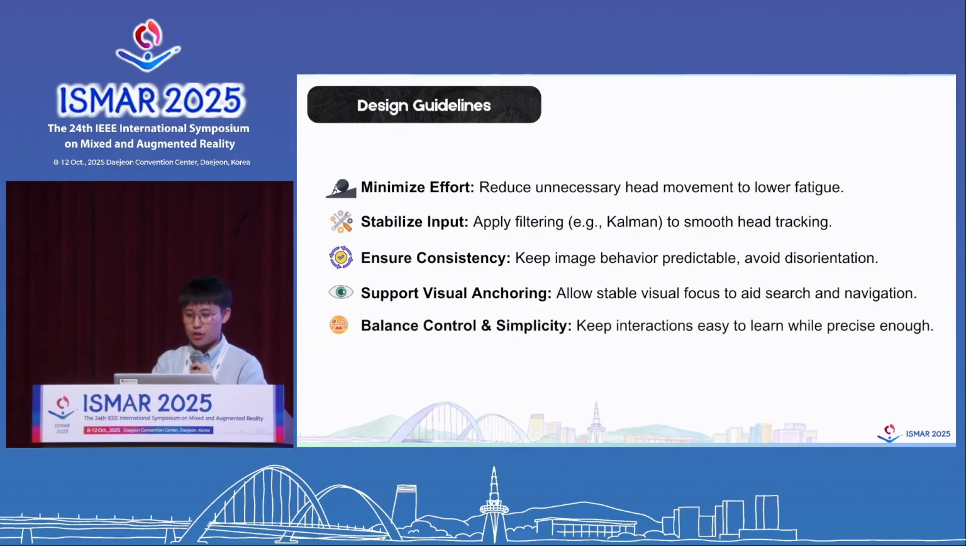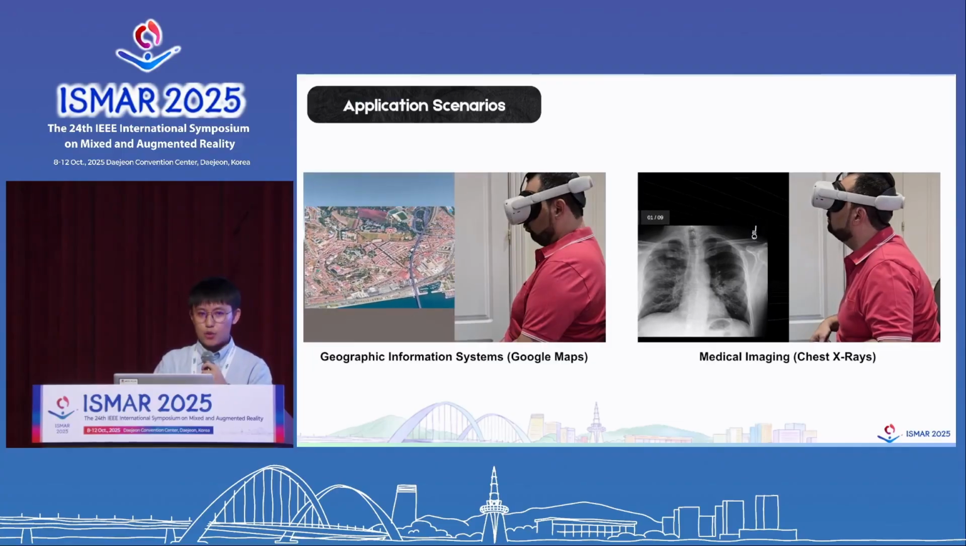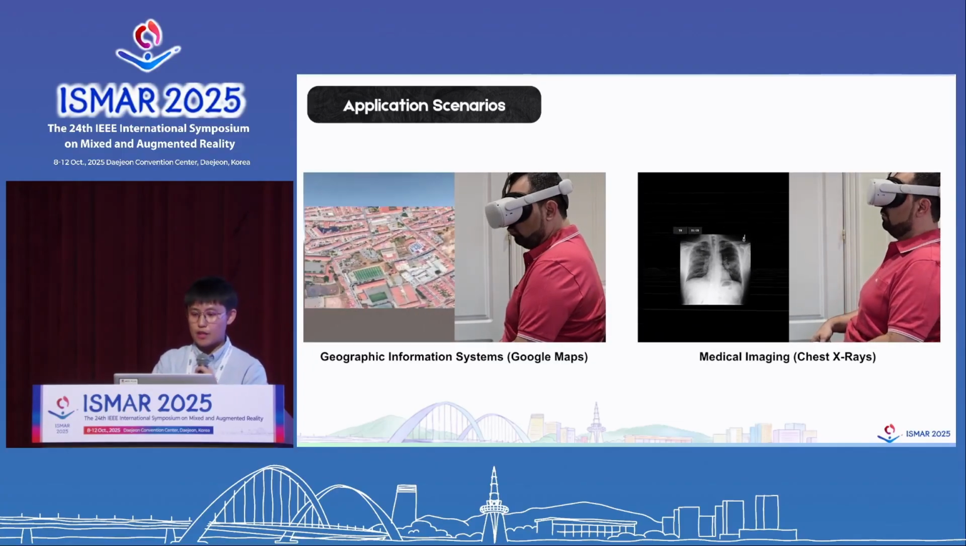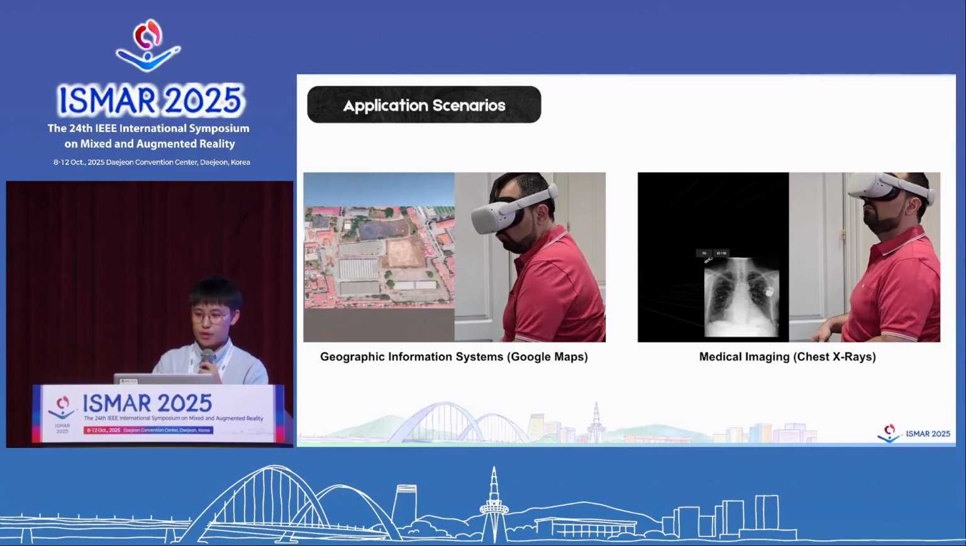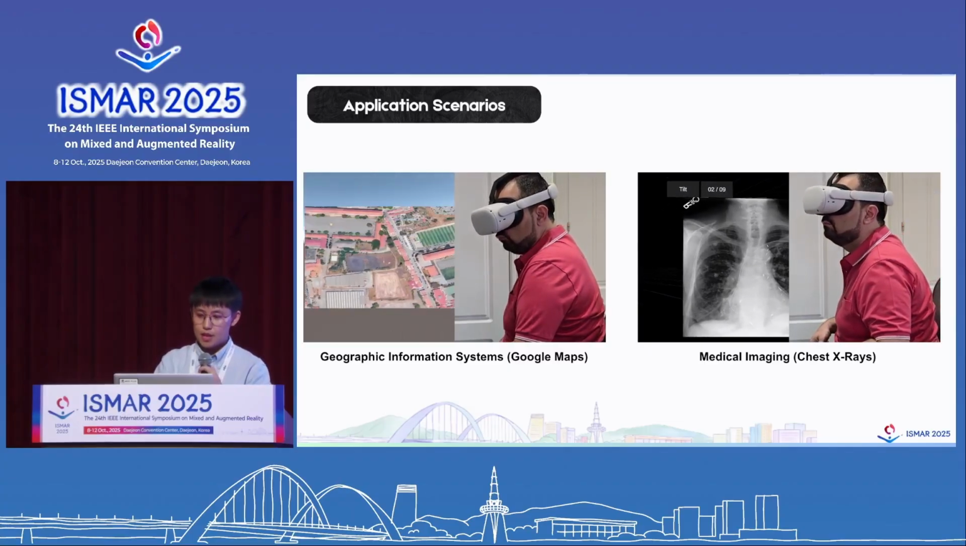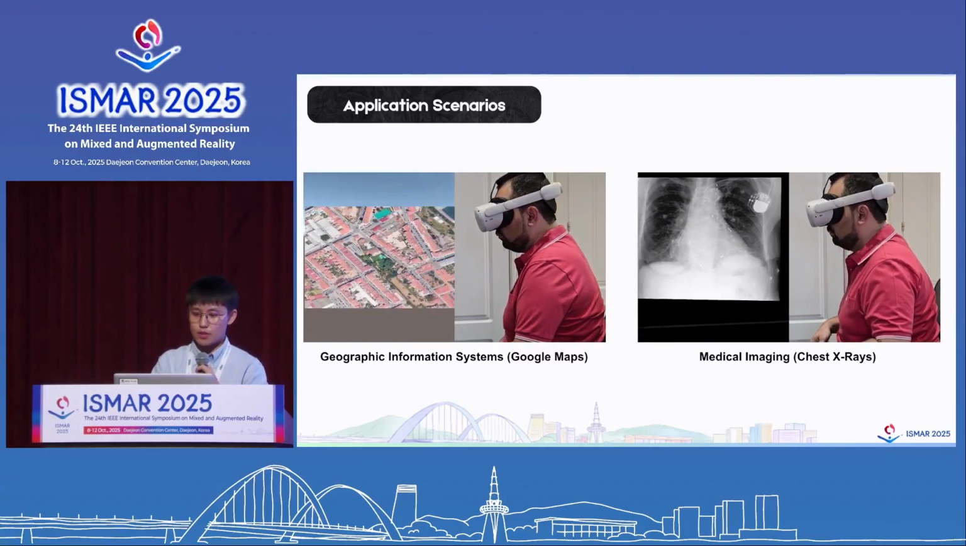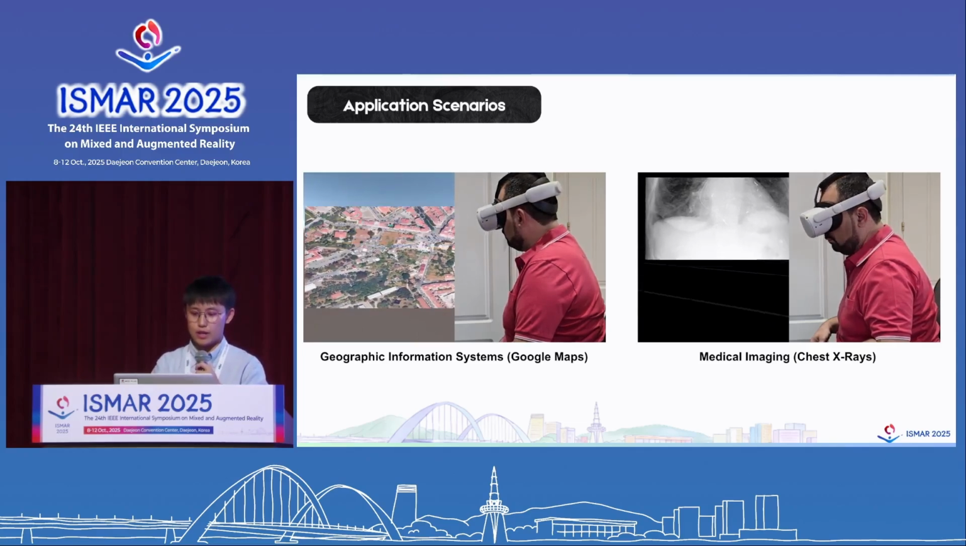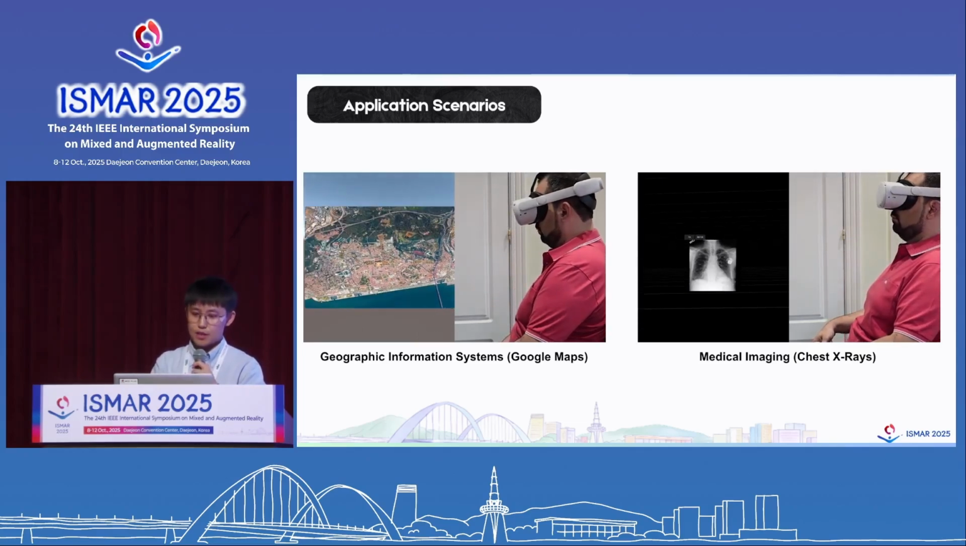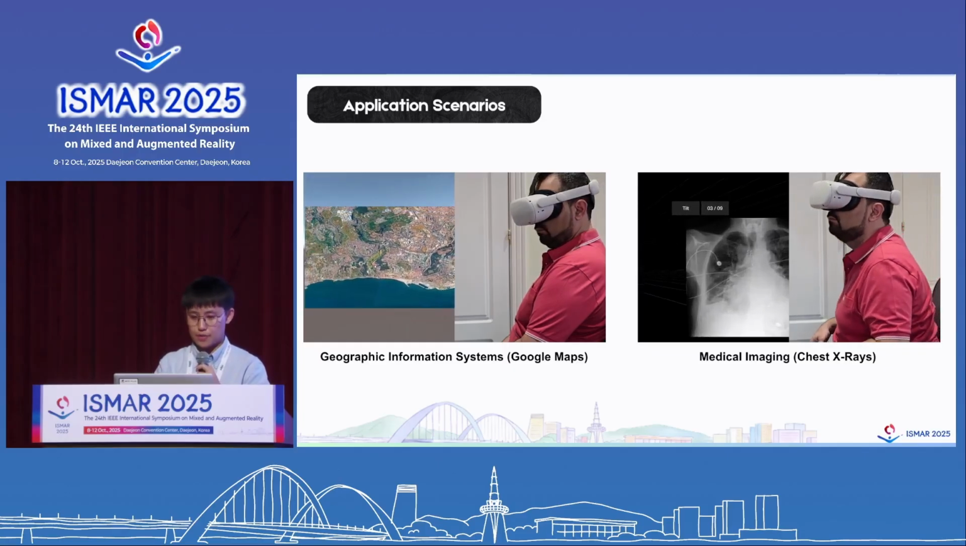And finally, we should also consider balancing control and simplicity, because we find that all three modes score very high on usability, which reminds us that even a very simple but consistent method can be very effective. So you may ask where it can be useful. Here we provide two examples. One example is a geographic information system, like navigating Google Maps. Another one is in medical imaging, where the radiologist can zoom in and zoom out on the X-ray. In both scenarios, head-based zooming can provide hands-free and smooth interaction.